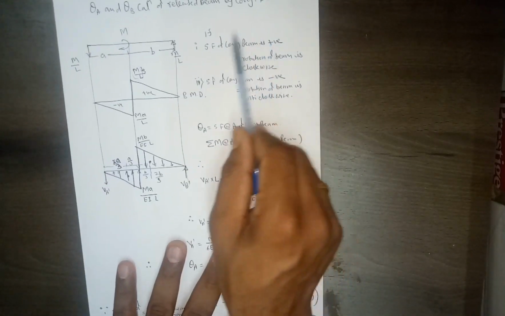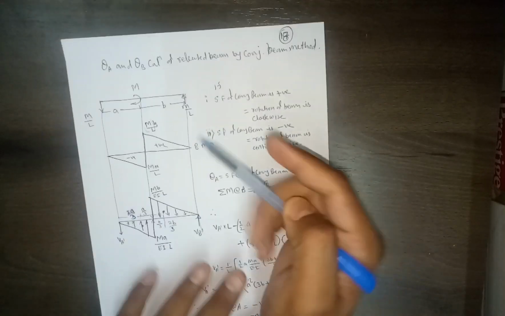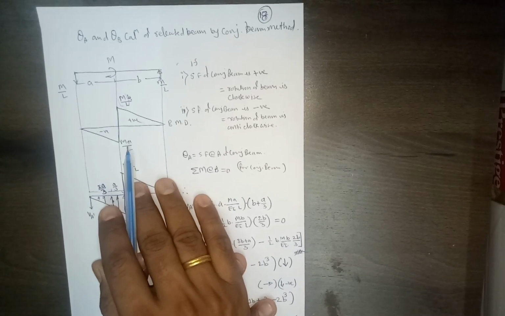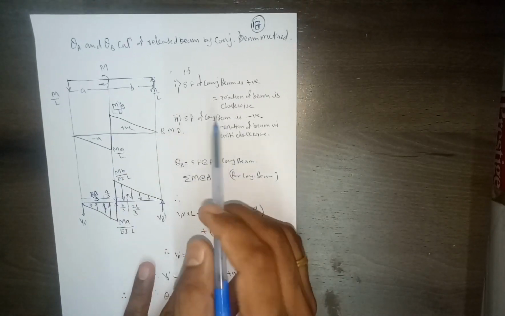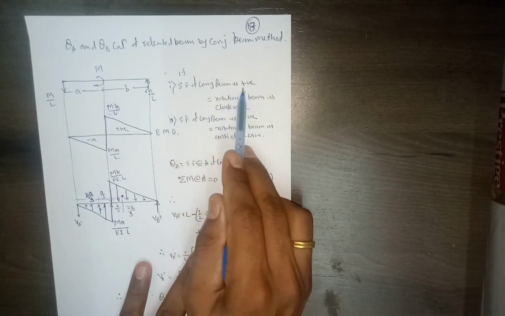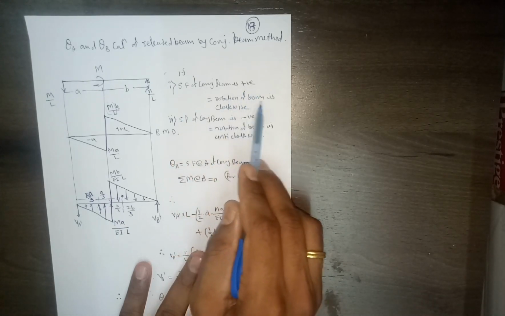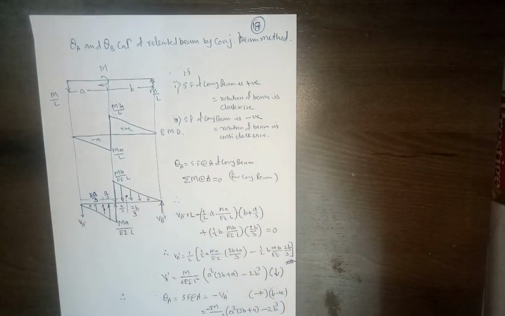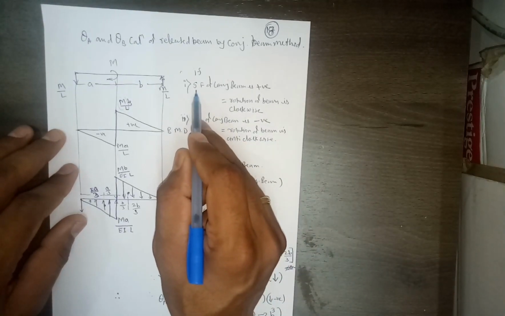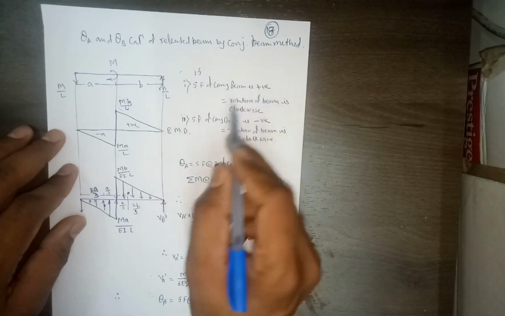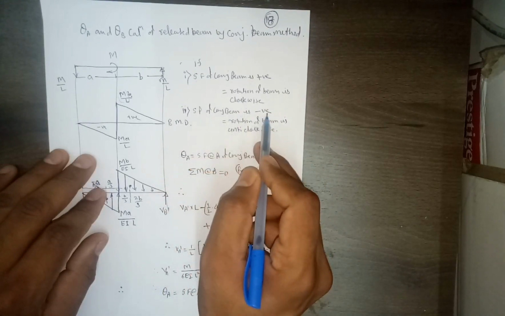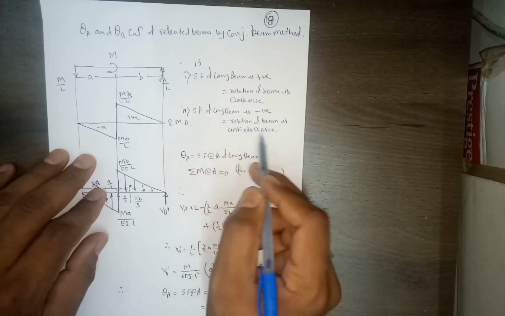Now this is an important part, you should remember this, because I told you that for this problem sign conventions are very important. If you make a mistake, then you won't get the answer. So if the shear force of the conjugate beam is positive, then the rotation of the beam is clockwise, and if the shear force of the conjugate beam is negative, then the rotation of the beam is anti-clockwise.